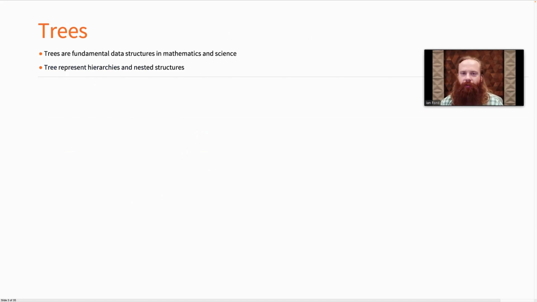So first, some terminology. Trees are fundamental data structures in mathematics and science that are used to represent hierarchies and nested structures. So let's look at some examples of that.